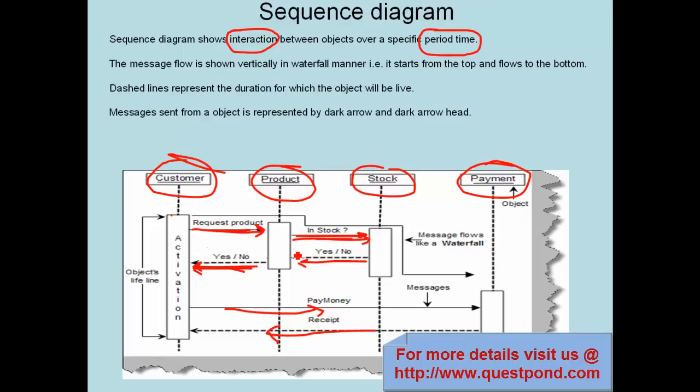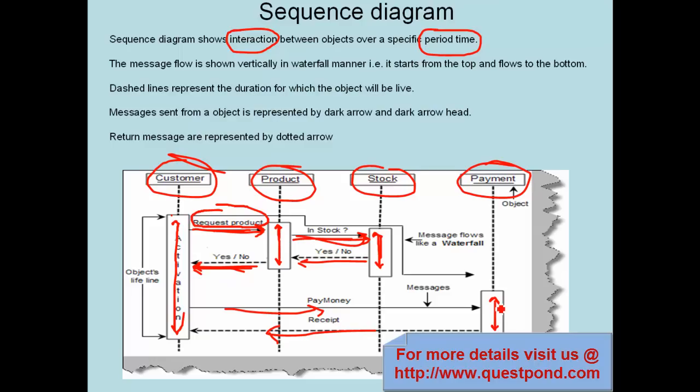Second is the boxes. The boxes which we have shown on every object show the activation time of the object, or what time the object will be alive. So for example, you can see that the activation of the customer object is for the full time of the message interaction, while the product object and the stock object are active just at the initial stage when we do the request product interaction, and the payment object is at the last stages.